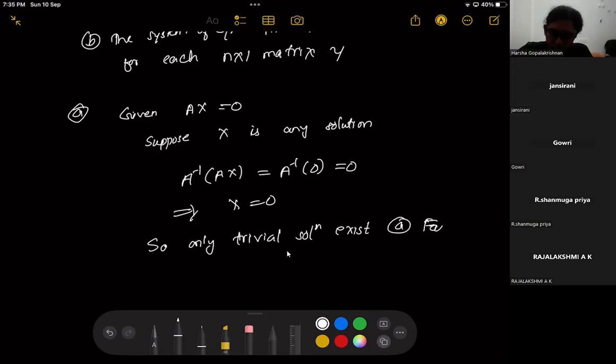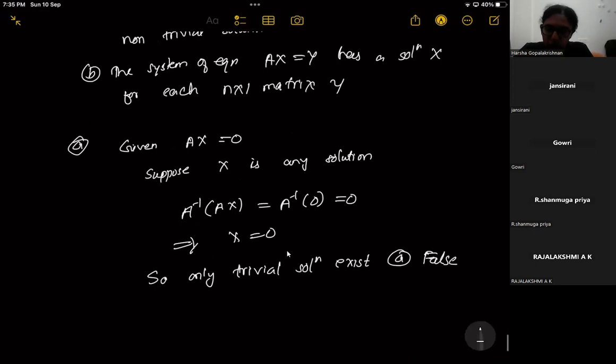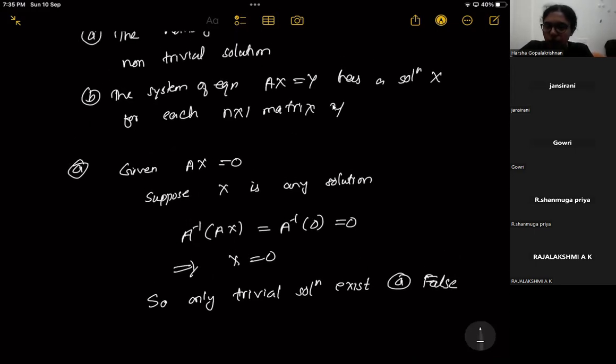Now, what about B? The system Ax equal to y has a solution x for each n by 1 matrix y. Whatever y we are taking, there exists a solution x. That is what the statement says. So someone told B is the correct answer. If B is the correct answer, we should prove the existence of that solution. So what will be the solution?